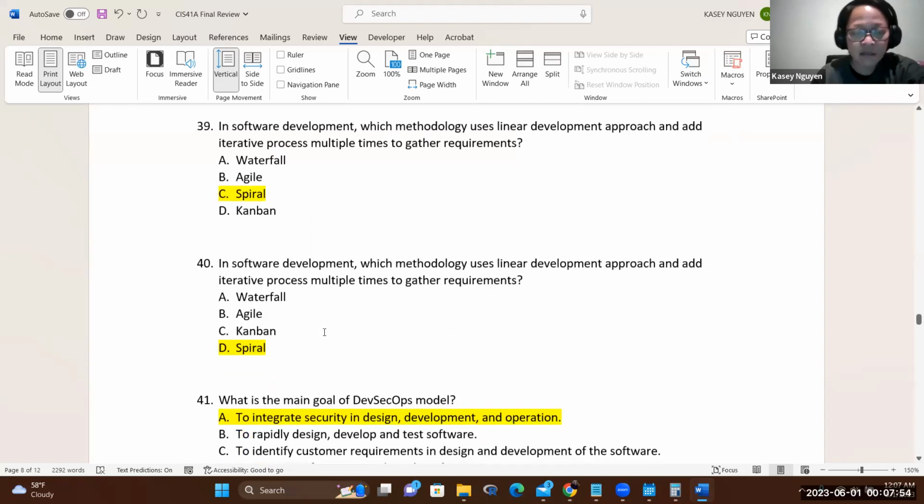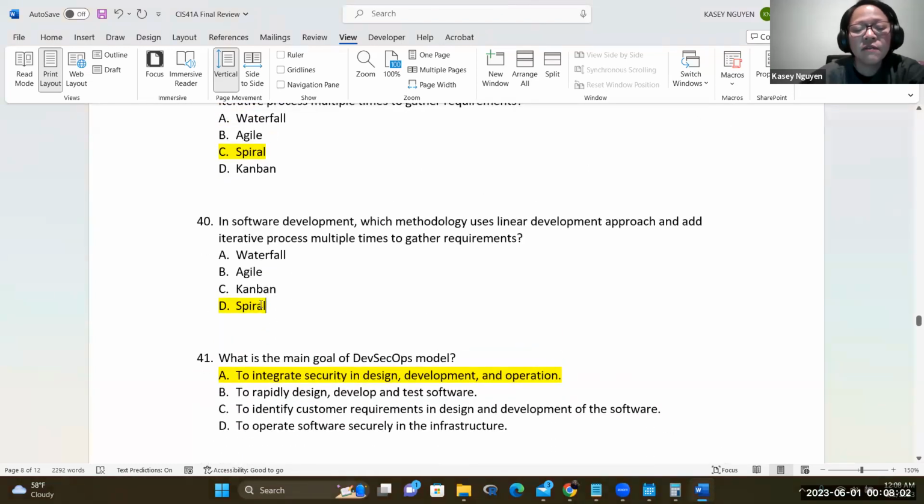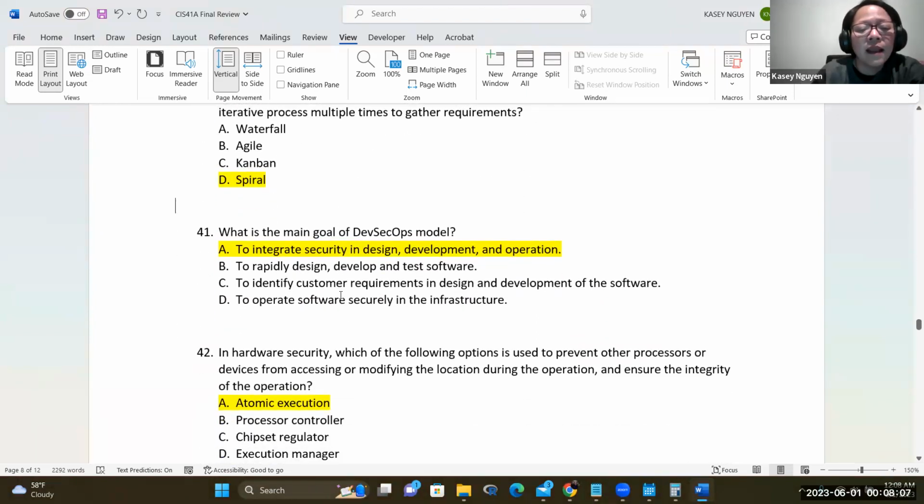40. In software development, which methodology uses a linear development approach? Oh, I did ask this question twice. So for 40, we would also select spiral. For 41, what is the main goal of the DevSecOps model? And that's to integrate security in design, development, and operation. With DevOps, we already talked about how we have development and operation in unison. To implement security with that, we would have the DevSecOps model. So A, to integrate security in design, development, and operation.